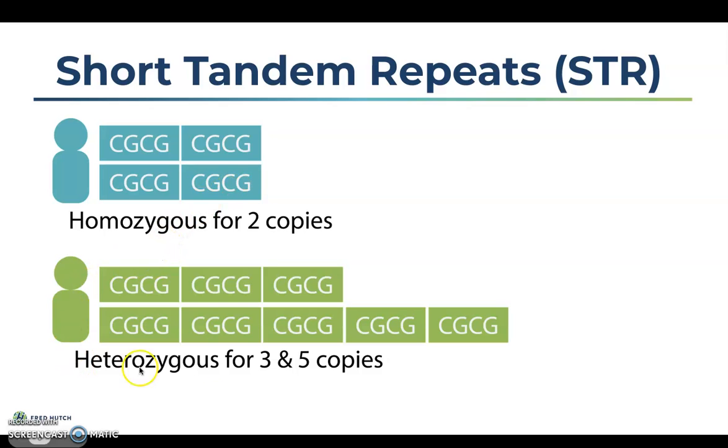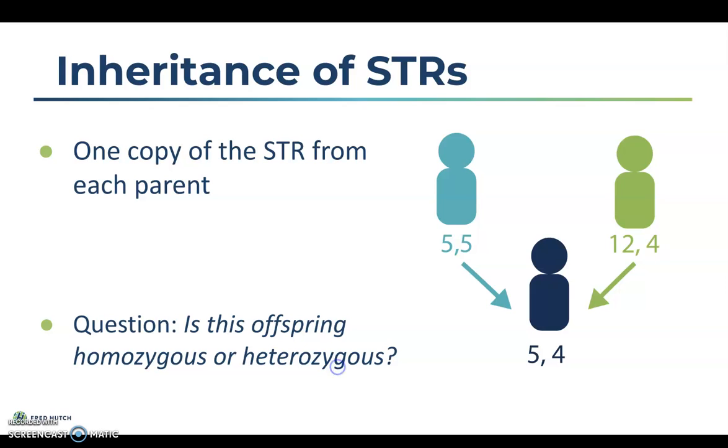Now let's compare that to you down here. You would be heterozygous because your allele from mom has 3 copies of that STR, and the allele from dad has 5 copies. So your 2 alleles are different lengths because they have a different number of copies of this STR, right? Now, let's say that this is you down here, this heterozygous individual.